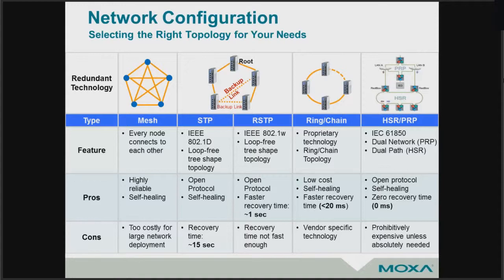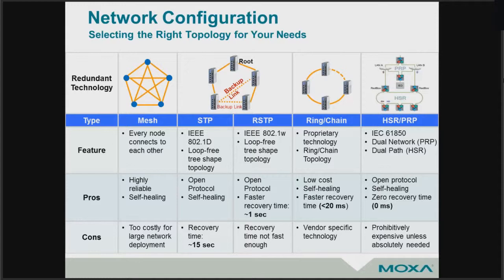The next protocol is a ring and chain type protocol. There's a lot of different proprietary technologies that utilize this. Typically recovery times are anywhere in the 20 to 50 millisecond range. These are often fast enough that they will recover in plenty of time for a PLC that's looking for an input or output to not time out. The disadvantage of those is it's typically vendor-specific technology.